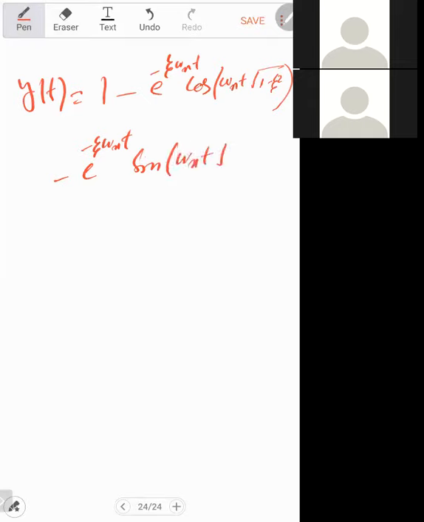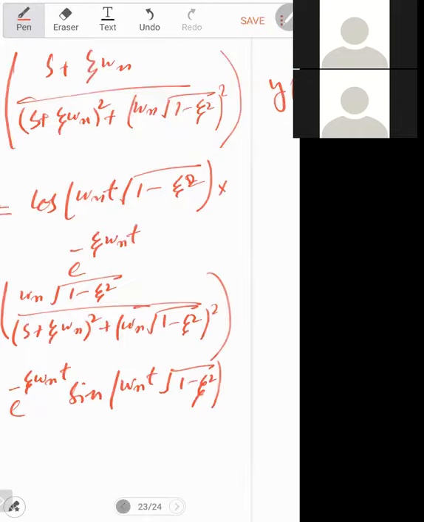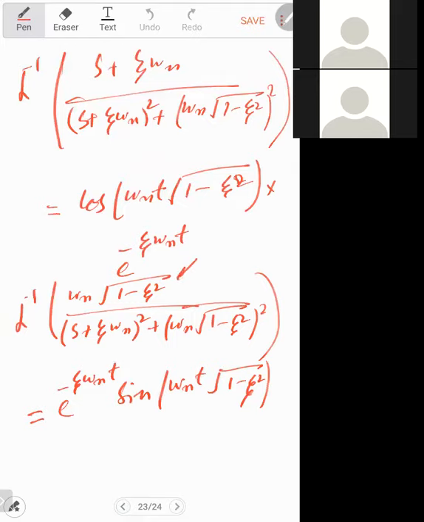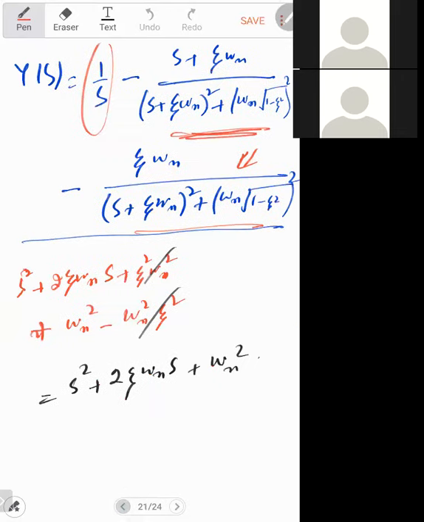So the delay function will be multiplied with the sine omega n t multiplied by 1 minus zeta square, and also this will be divided by square root of 1 minus zeta square over here. You see, we use this one over here, and zeta is already in the numerator. So what we did, we multiply this one and divide this by 1 minus zeta square, and here we divide.